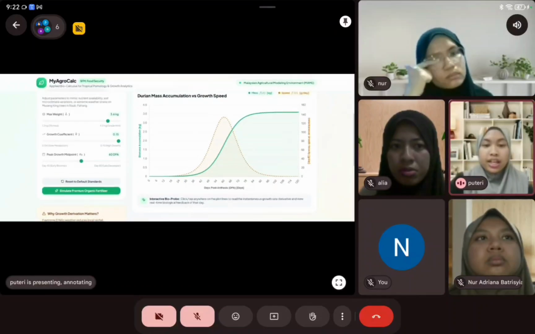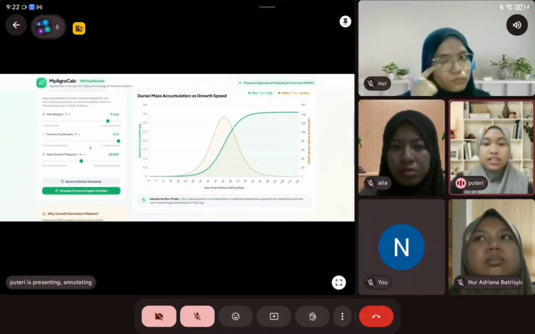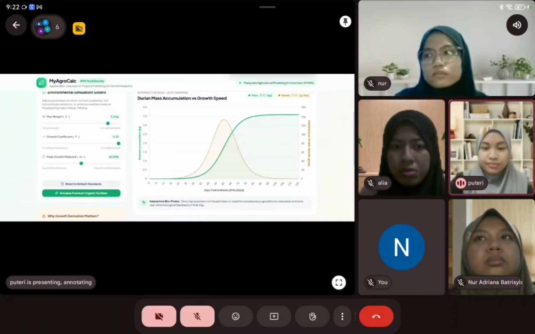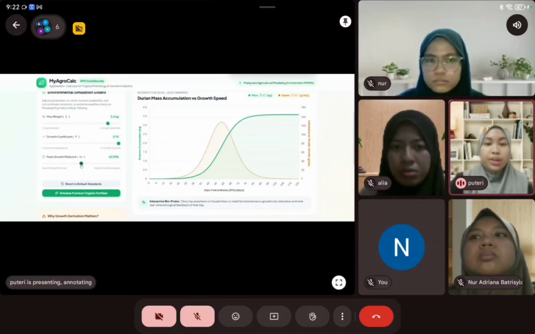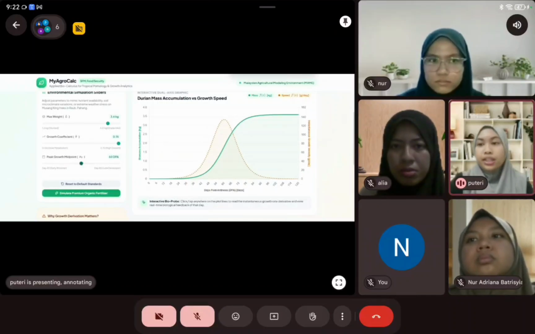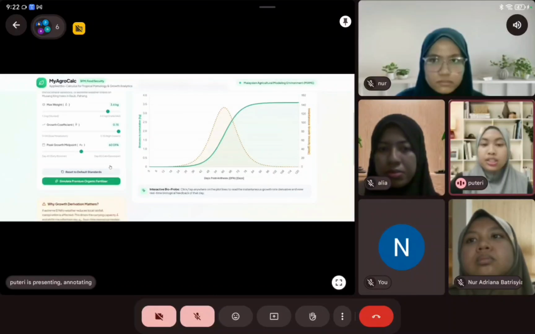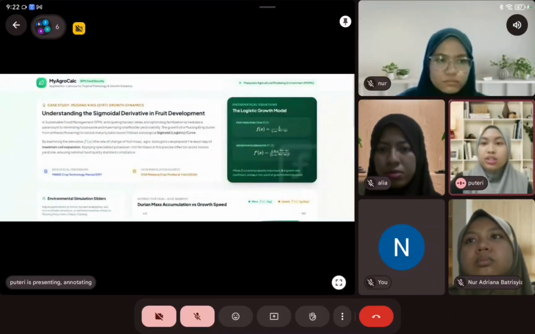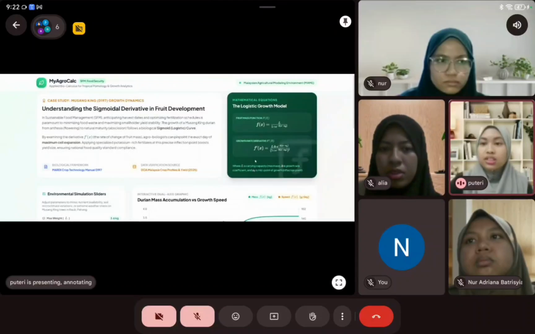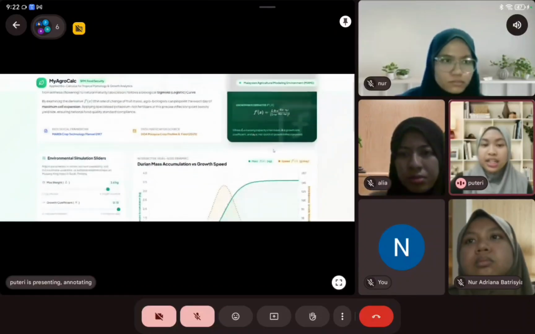Besides that, there are interactive sliders in the HTML. Users can adjust the maximum weight, growth coefficient and growth midpoint to simulate different environmental conditions such as fertilizer quality and weather change. So this is the formula.